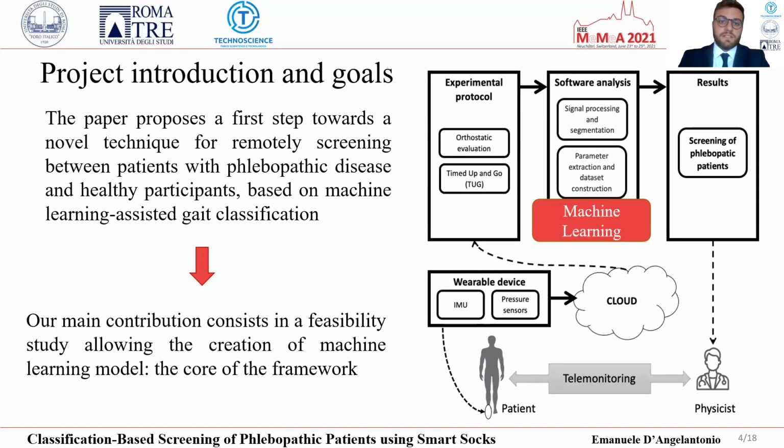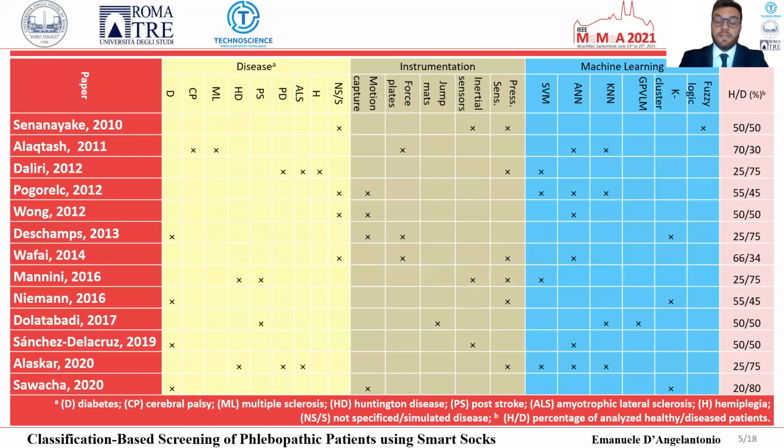In the context of pathological gait classification, many works utilize machine learning techniques, and this table summarizes some related works, dividing them by examining disease, instrumentation used, and the adopted machine learning techniques. The last column shows the ratio between healthy and pathologic population, and it is possible to observe that in many works, this ratio is really unbalanced.